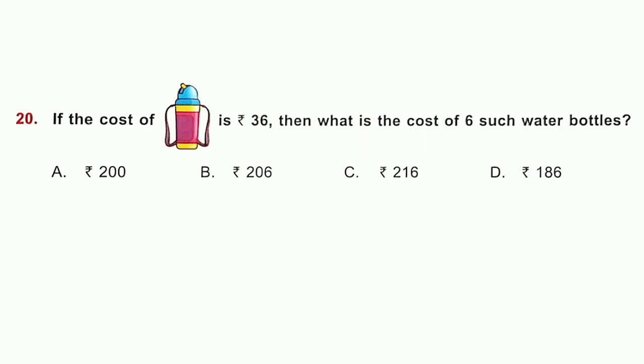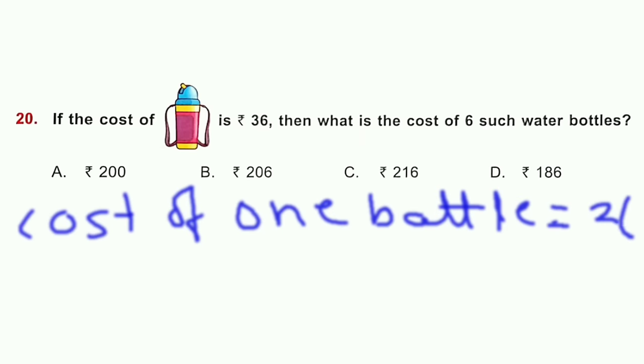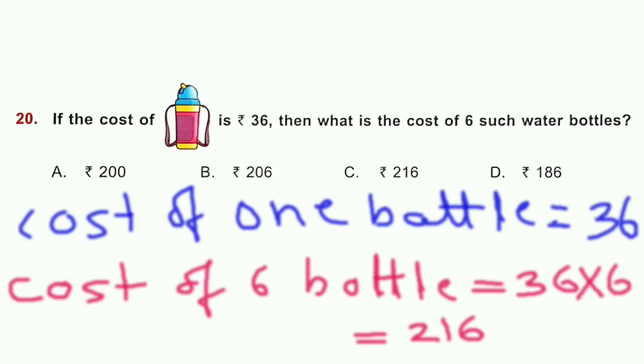Question number 20. If the cost of a water bottle is 36 rupees, then what is the cost of 6 such water bottles? Clearly, cost of one water bottle equal to 36 rupees. Cost of 6 water bottles? 36 into 6 equal to 216 rupees. Option C is correct.